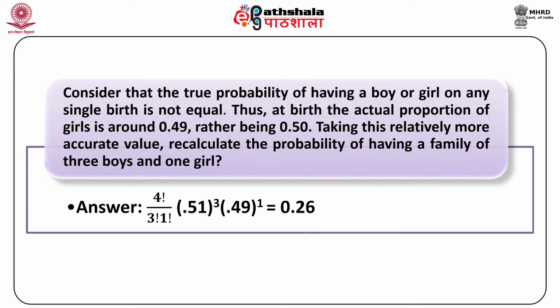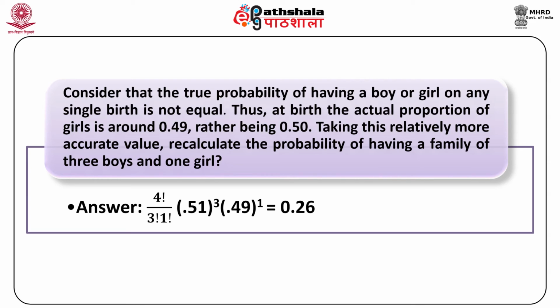Consider that the true probability of having a boy or girl on any one birth is not quite equal. The actual proportion of girls at birth is about 0.49 rather than 0.5. Taking this relatively more accurate value, recalculate the probability of having a family of 3 boys and 1 girl.